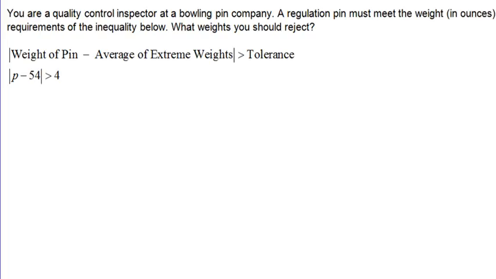The absolute value of the weight of the pin minus the average of the extreme weights should be greater than the tolerance. The tolerance is 4. The average of the extreme weights is 54. So we need to solve the absolute value of p minus 54 is greater than 4.